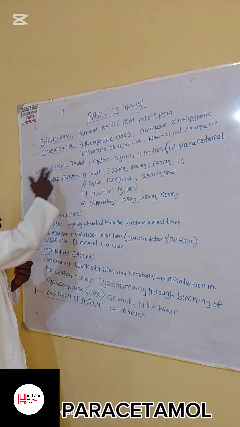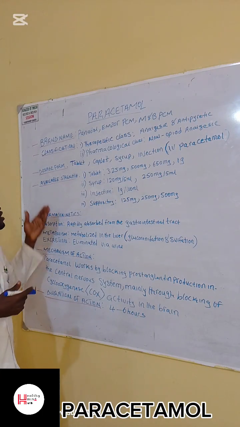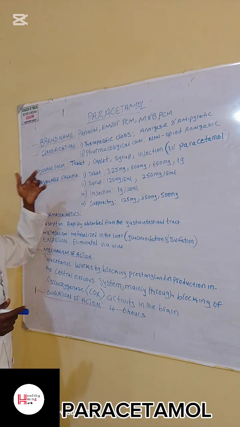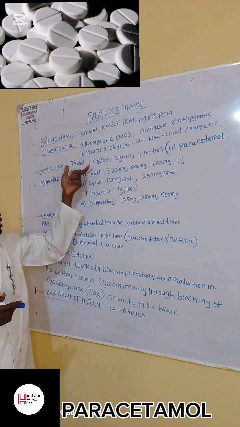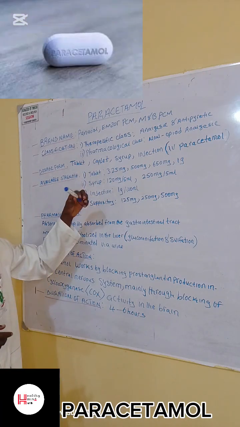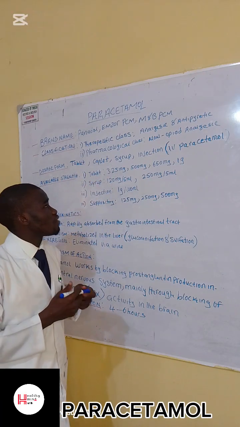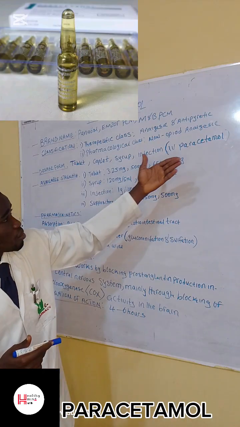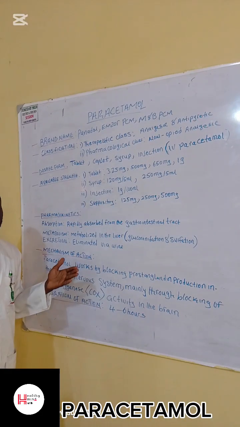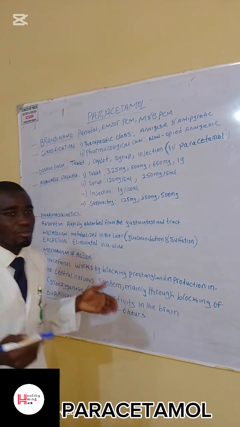And we have the dosage form. What are the dosage forms of paracetamol? We have paracetamol in tablet, in caplet, in syrup, and we also have it in injection, which is IV paracetamol. And what are the available strengths of paracetamol that have been produced?